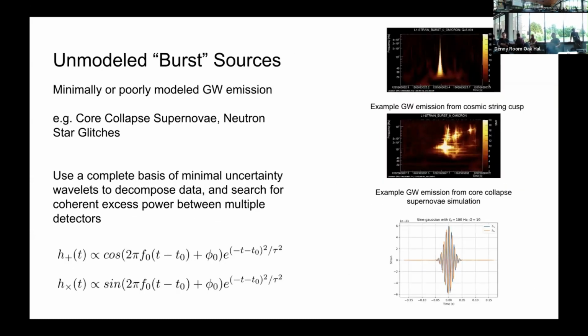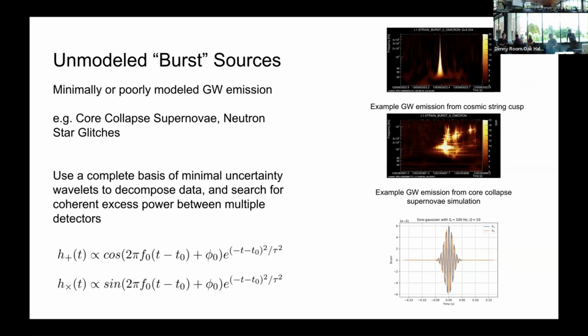So the sources that we're tackling here are a little bit different than the compact binary coalescences that I was discussing in the previous talk, in the sense that we don't have well-modeled templates. So the goal here is to be able to do sky localization and parameter estimation for a generic signal where we don't really have good astrophysical models. A couple examples are core collapse supernovae and neutron star glitches. The modeling is just not as good as for compact binaries.